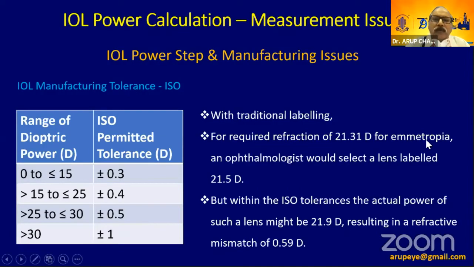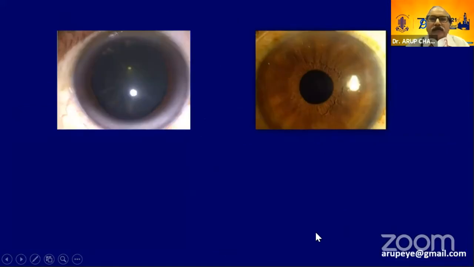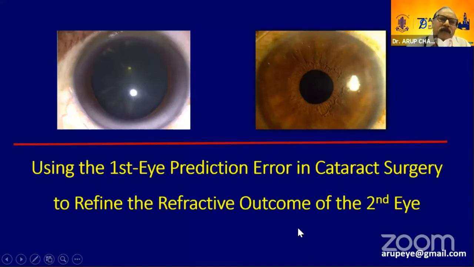The companies also do not disclose what exactly is the tolerance that they use in their own company. So if I give you an example, if your formula has calculated a lens power of 21.31 diopter for emmetropia, then we are going to go for 21.5. Now, for a 21.5 diopter intraocular lens, the permitted tolerance is 0.4. So you could also be ending up using a 21.9 diopter intraocular lens, which means you have a refractive mismatch of about 0.59 diopters.